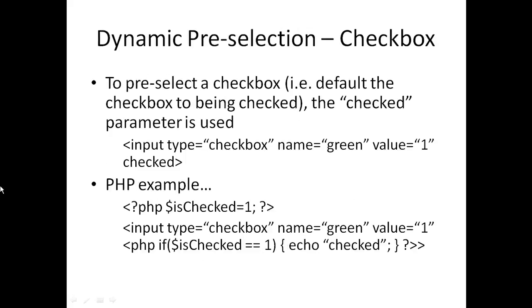To pre-select a checkbox, in other words, default the checkbox to being checked, we use the checked parameter. So a static example is to do input type equal checkbox, name equal green, value equal 1, checked. Or to use PHP, we could say is checked equal 1, input type equal checkbox, name equal green, value equal 1, and then my apologies, there should be a question mark on the open PHP tag. So open PHP, if is checked is equal to 1, then echo checked.